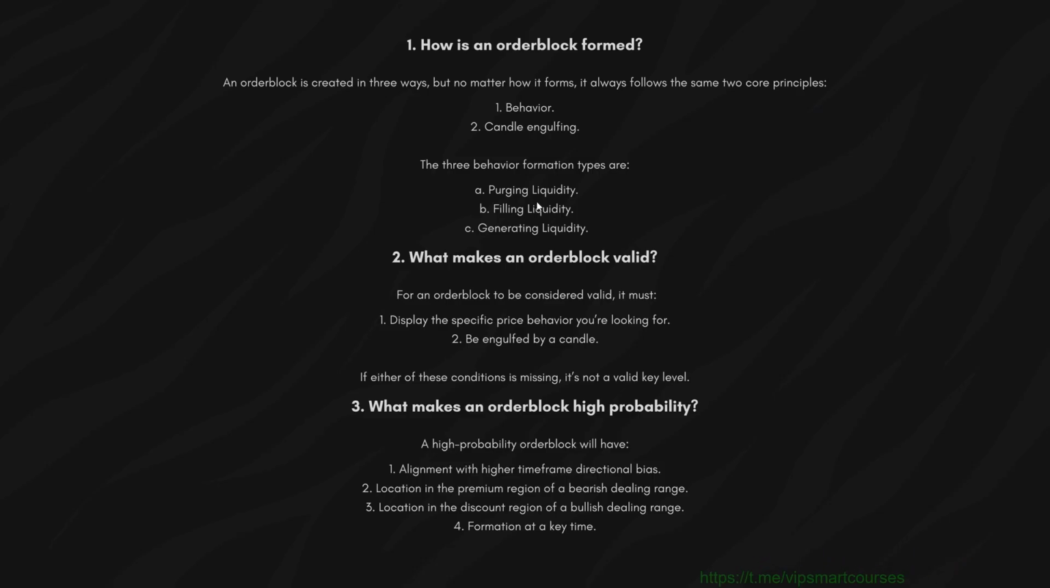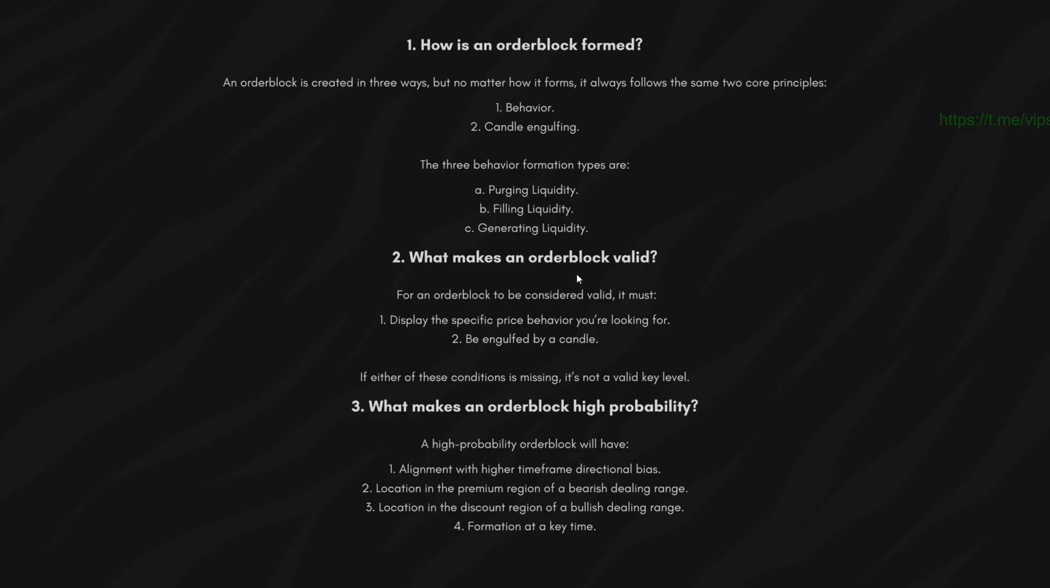And filling liquidity basically means testing a key level. So when a candle or a group of candles tests a key level, then that is also one of the behaviors that could lead to their formation. And the third one is generating liquidity, and that is basically when a candle generates liquidity in the form of a CRT or a candle range, and then that candle range gets engulfed or purged, that also leads to the formation of an order block. These are the foundations.